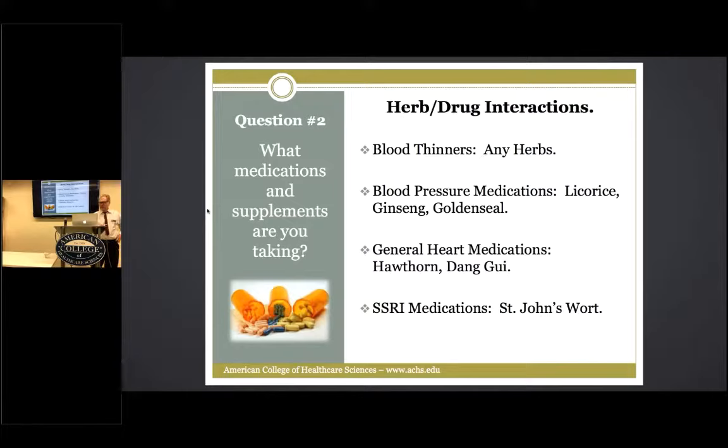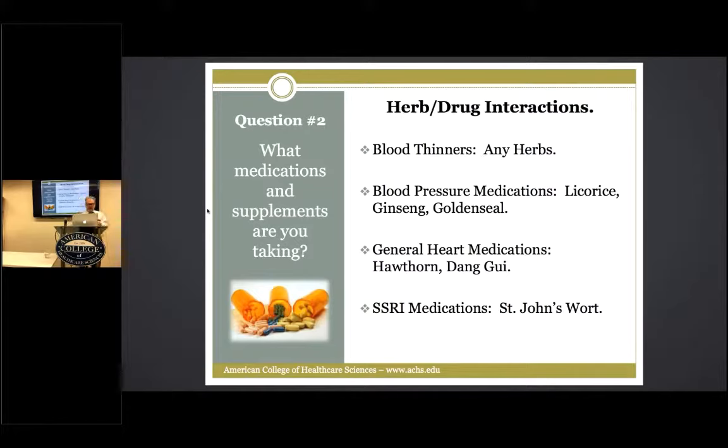Yeah. Thank you. Now, general heart medications, the potential to interact with hawthorn and dong quai or Angelica sinensis, because they have similar actions as some of the heart medications. That's something to look at. Another action that I think is important, I mean, there's a lot of other potential herb-drug interactions, but these are ones that are important and stand out to me.